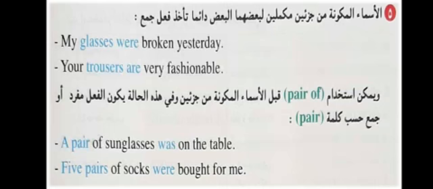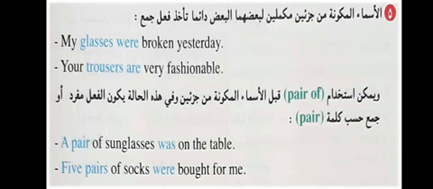When we talk about a thing that is formed from two different parts, but the two parts together make a whole or make one thing, we use a plural verb. For example, my glasses were broken yesterday. Your trousers are very fashionable.